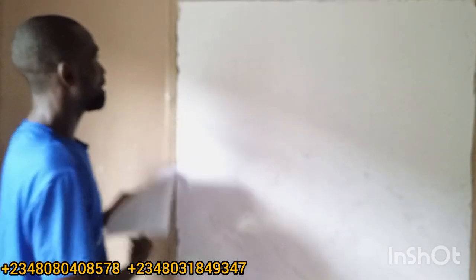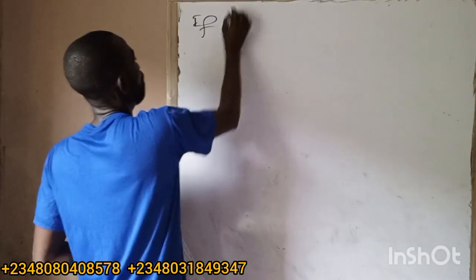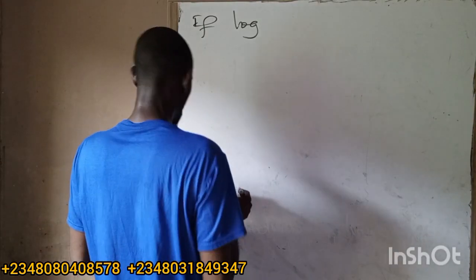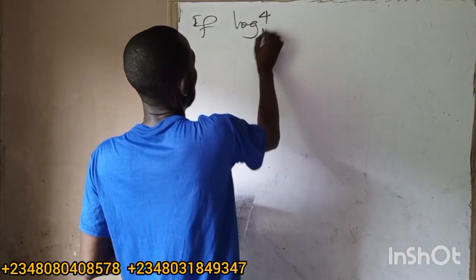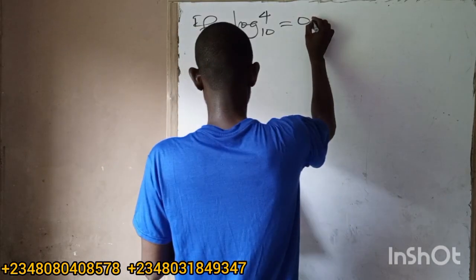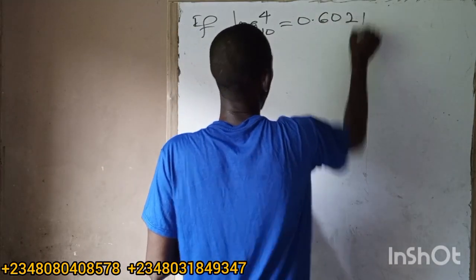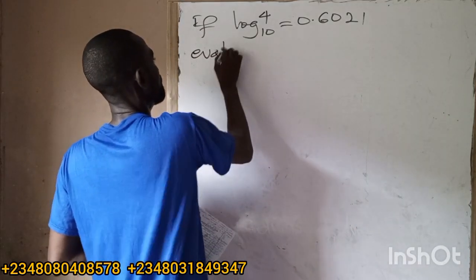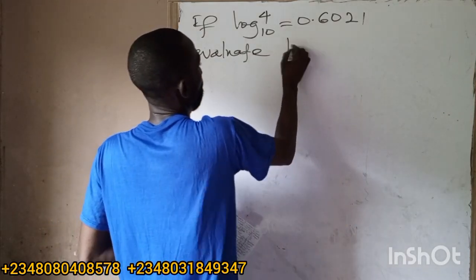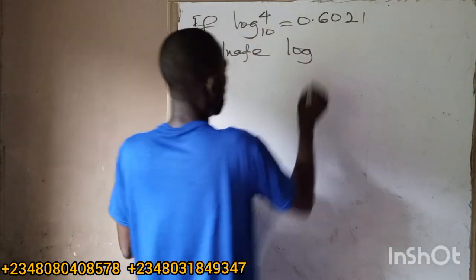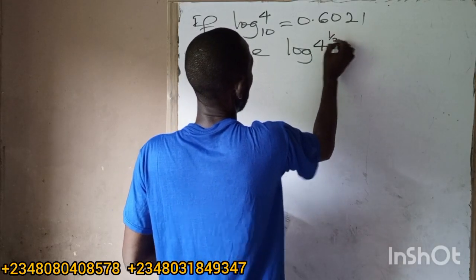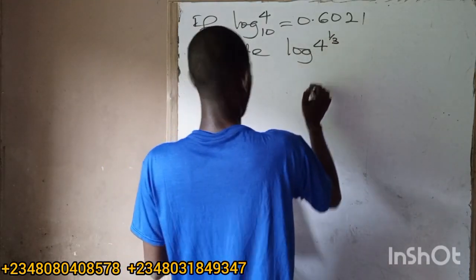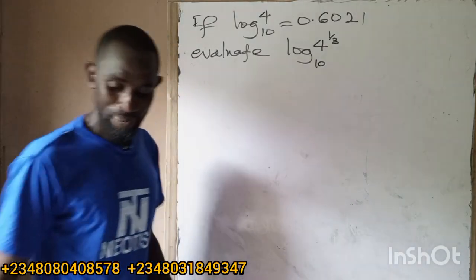Okay, if log 4 base 10 is equal to 0.6021, we have to evaluate log of 4 raised to power 1 over 3, base 10. Look at this, I can apply the law here.